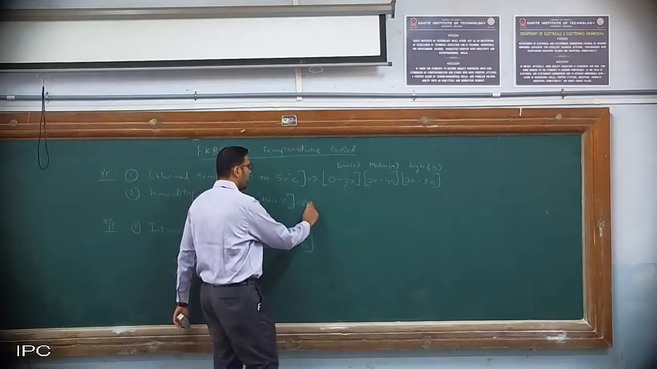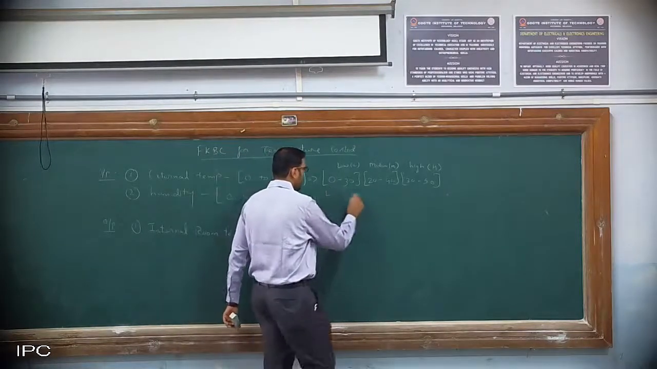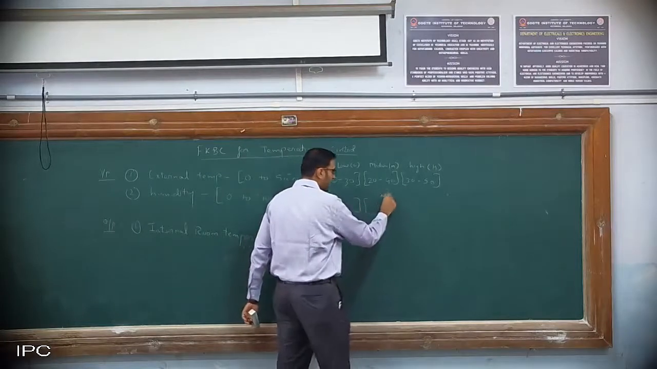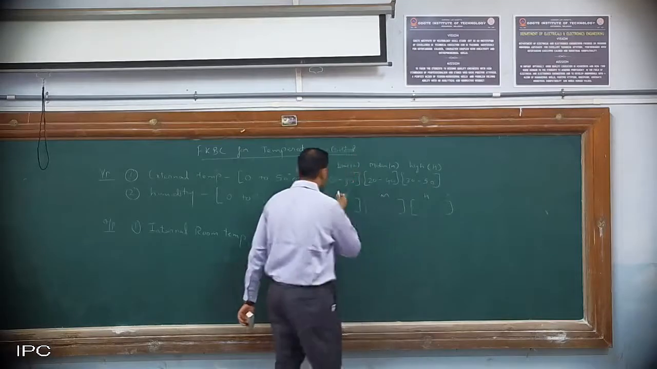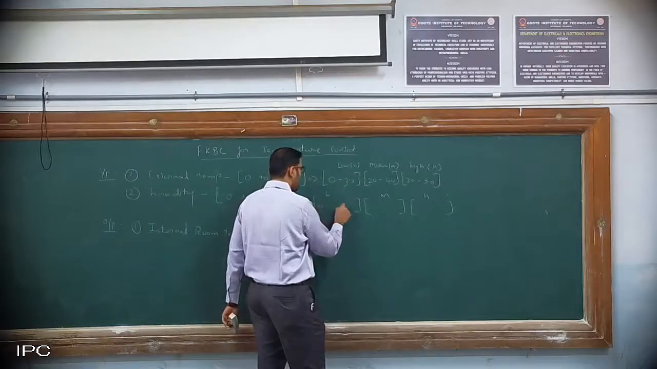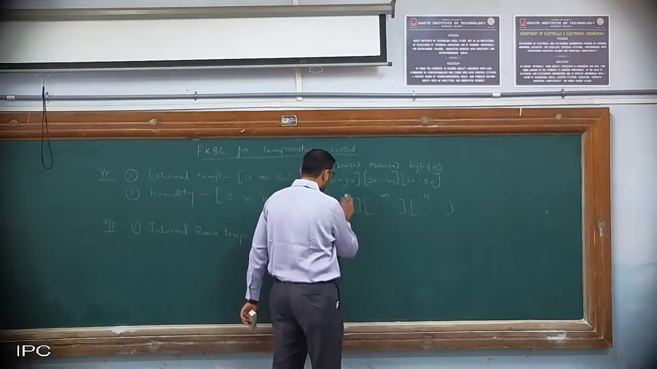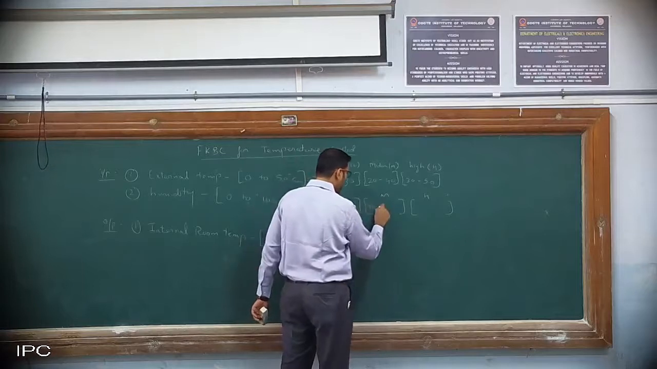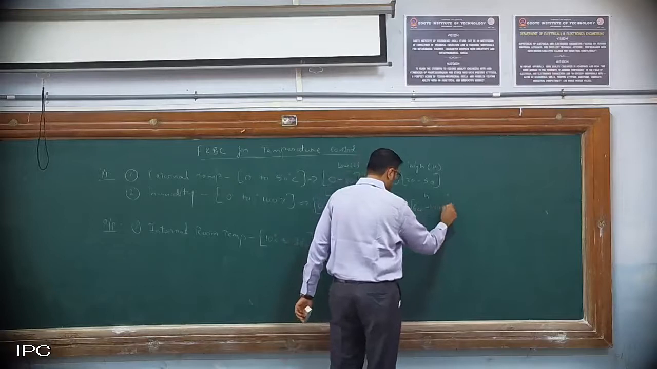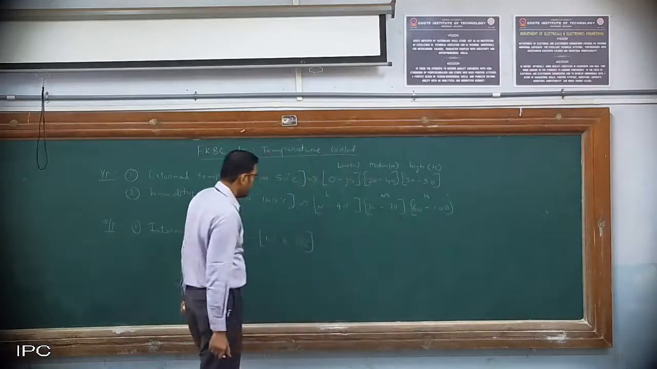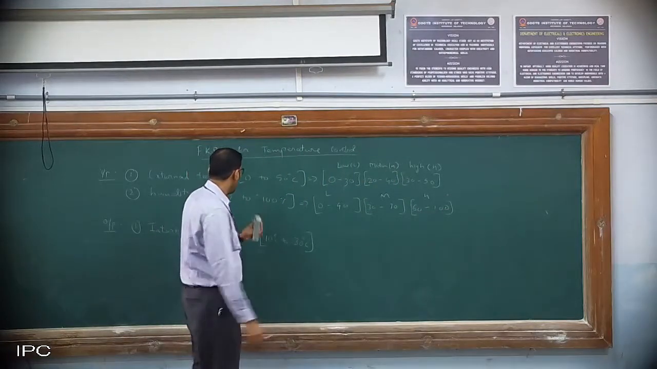Next is humidity again. So low, medium, and then high. For low, we can consider 0 to 30 or 0 to 40, then 30 to 60 or 70, and then 60 to 100. So this is our categorization for humidity.